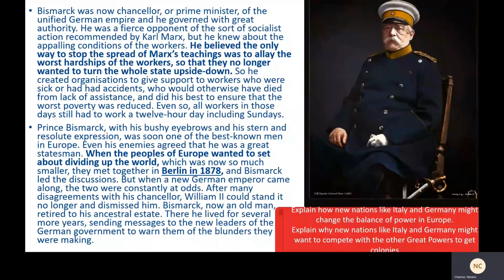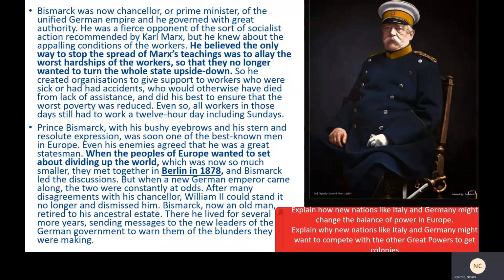Bismarck was now Chancellor, or Prime Minister, of a unified German Empire, and he governed with great authority. He was a fierce opponent of the sort of socialist action recommended by Karl Marx, but he knew about the appalling conditions of the workers. He believed that the only way to stop the spread of Marx's teachings of communism was to allay the worst hardships of the workers so that they no longer wanted to turn the whole state upside down.